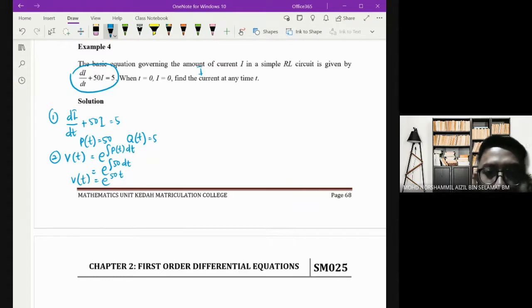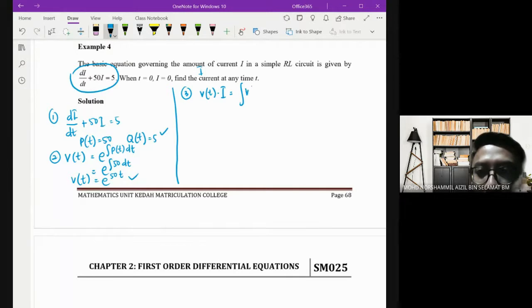We already have V(t), we have P(t), we have Q(t). Okay, so V(t), Q(t). Guys, number 3 is the formula. Every x changes to t. So V(t), the formula is V(x)y, but for y we use I. The formula is V(t)I equals integrating V(t) Q(t) dt. This is the formula.